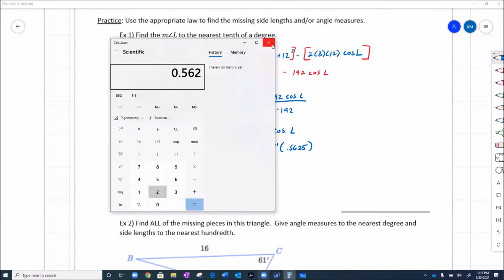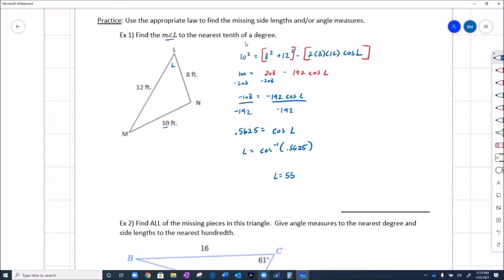0.5625. Inverse cosine of that gives me 55.77. Okay, and it says to the nearest tenth degree, so I want to say 55.8.